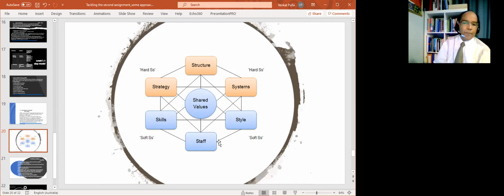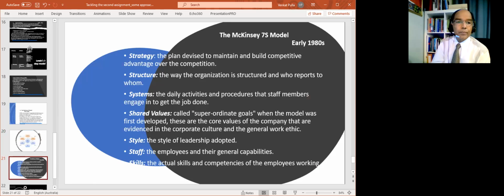What does the model say? The model talks about the structure, strategy, system, skills, style, staff, and shared values. That's very, very important. Basically, shared value is where we start and then we start making changes in various aspects. Okay, the McKinsey model is about strategy. The plan is devised to maintain and build competitive advantage over the competition. The structures are defined as the way the organization is structured and who reports to whom.